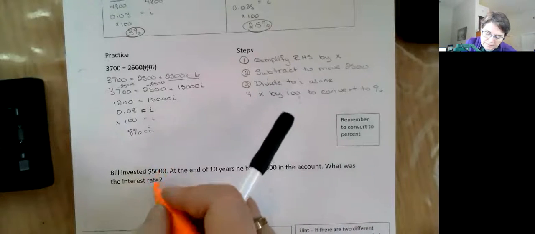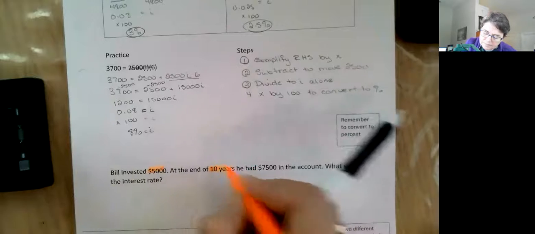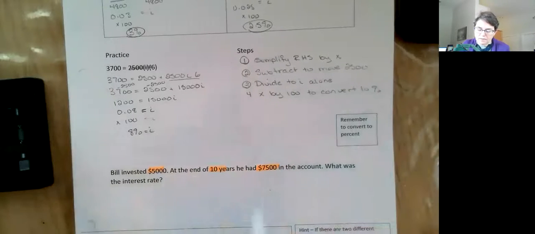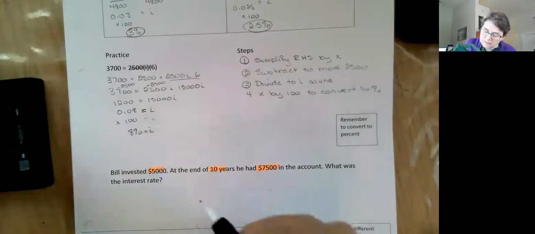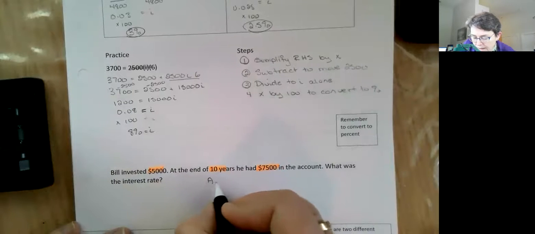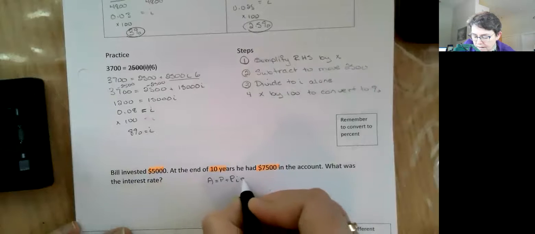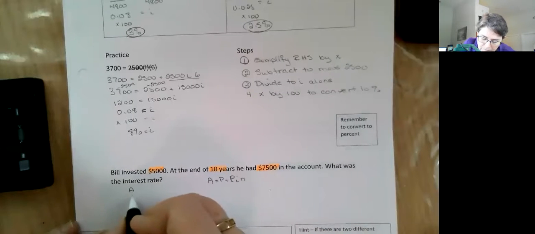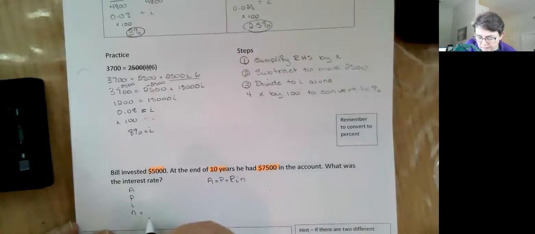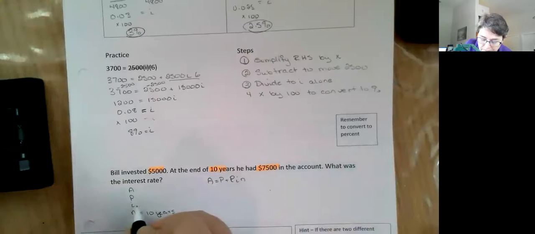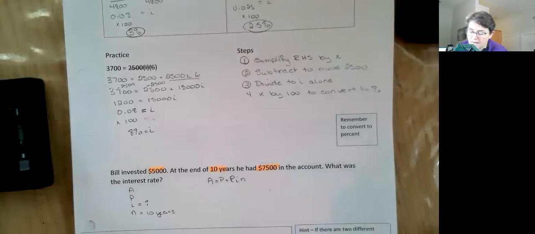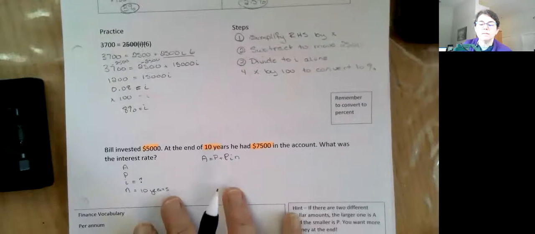Okay, so we've got money at the start. And we're looking for an interest rate. Well, let's do it the way we were before. A is equal to P, whoopsies, P, I, N. Well, N is easy. That's 10 years. The I is pretty easy because it says what was the interest rate. So that's the one we don't know.